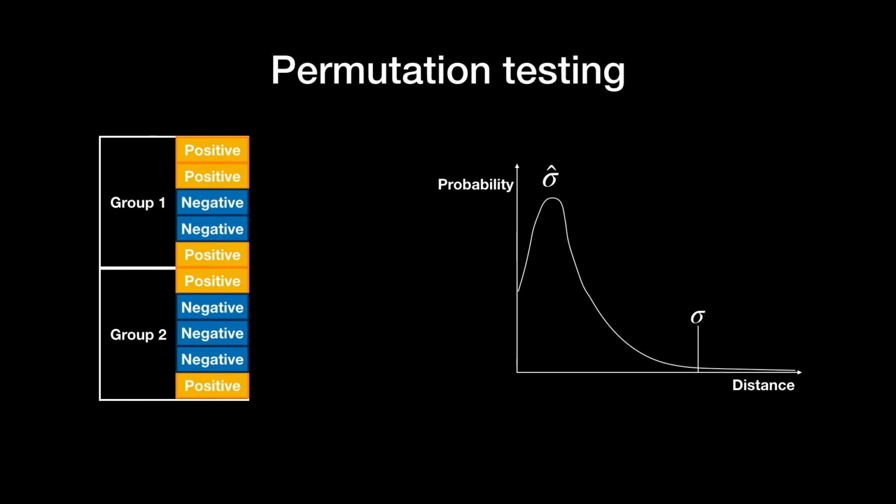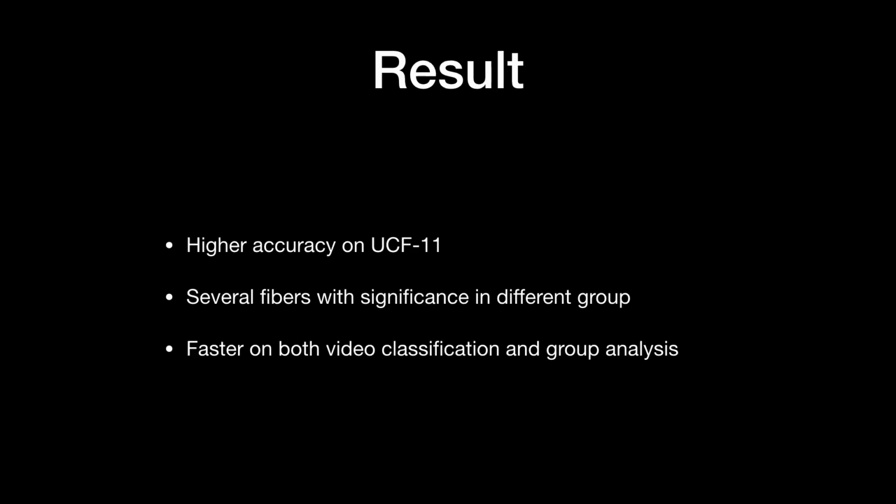We have performed group analysis using different biomarkers. We can achieve higher classification accuracy on the UCF11 data over the SOTA methods. In brain imaging applications, we have detected several fibers which can capture the group difference with statistical significance. Our proposed method is faster than the SOTA methods for both group analysis and the video classification experiments.